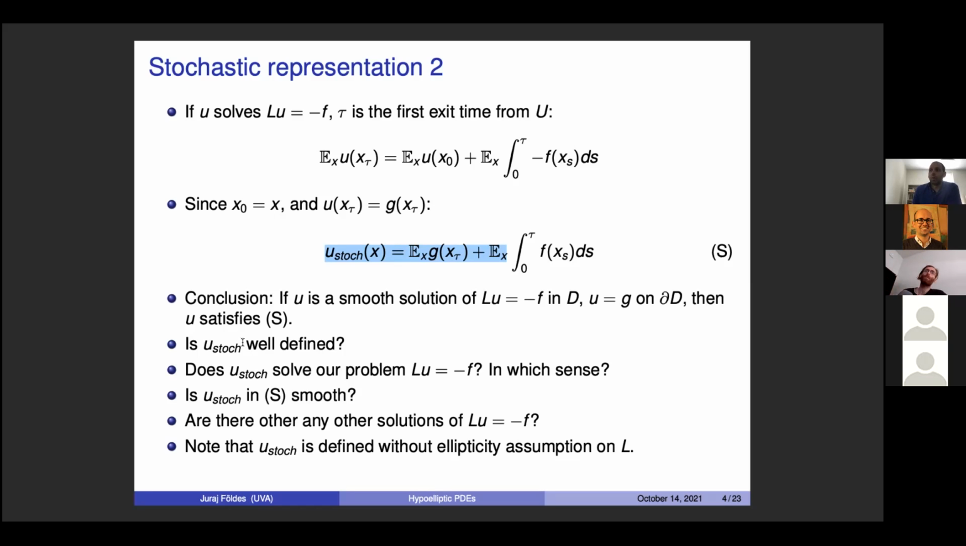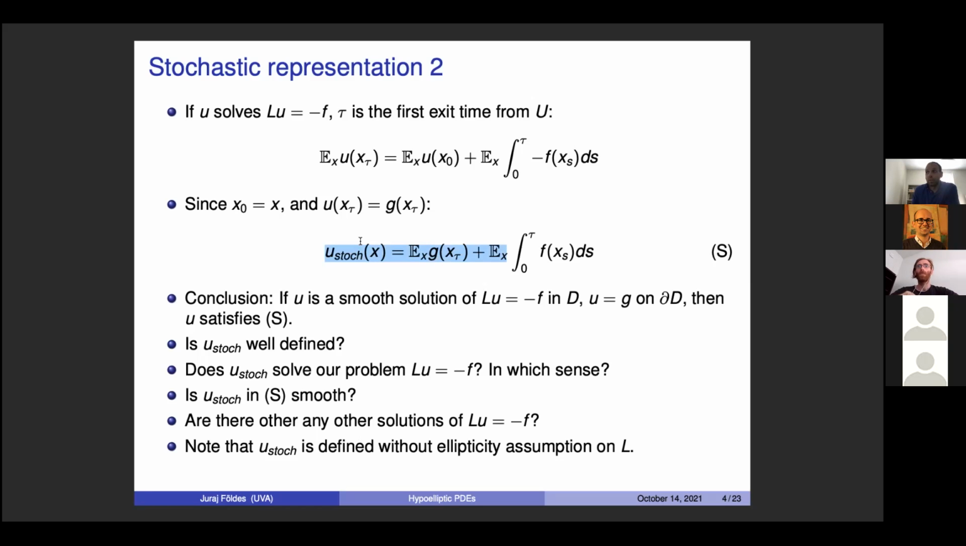Now, the question is, of course, is this expression even well defined? Are all these quantities finite or not? Does it solve our problem? I started by assuming that u is a solution of this problem and got this representation, but I don't know if it's a solution. And if it does satisfy the problem, in which sense? Is it a weak solution? Is it a strong solution? What kind of solution is it? Is this solution smooth?